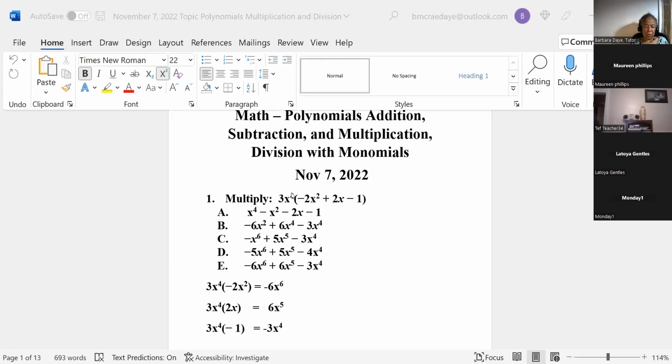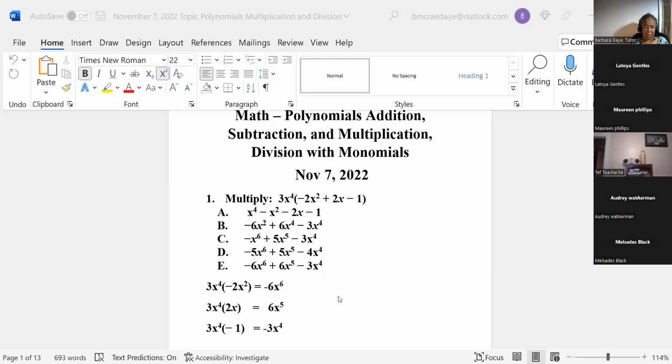So I broke this up into 3 monomial multiplications: 3x to the fourth times a minus 2x to the second, that's right there, and 3x to the fourth times plus 2x, and 3x to the fourth times a minus 1. So now you have 3 monomial multiplications.